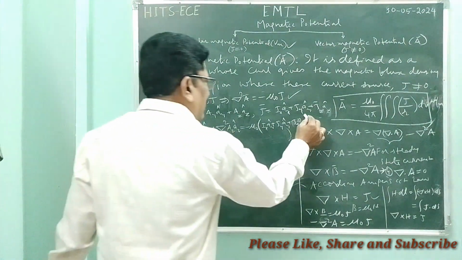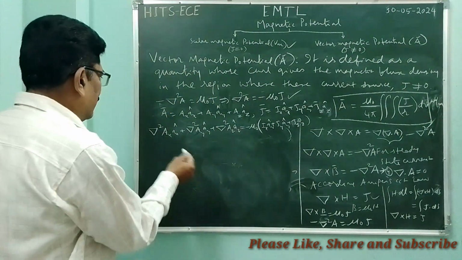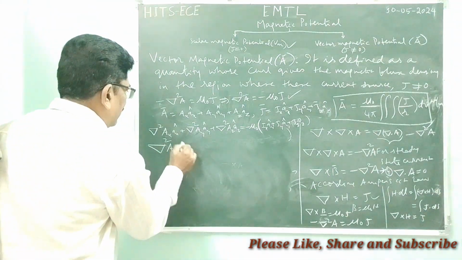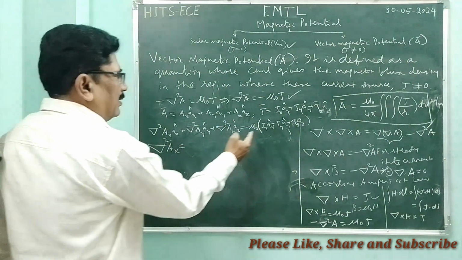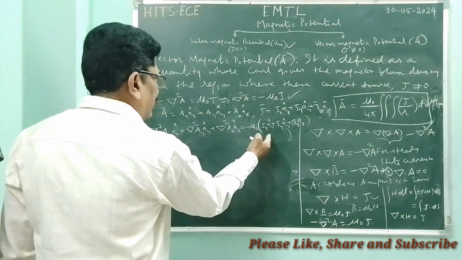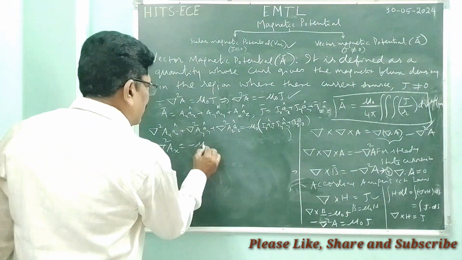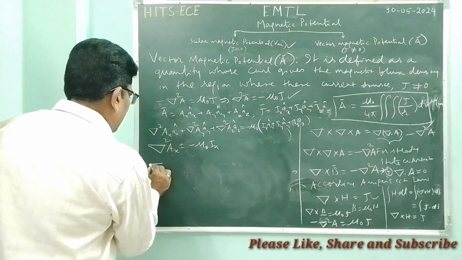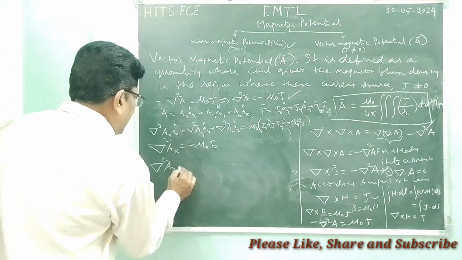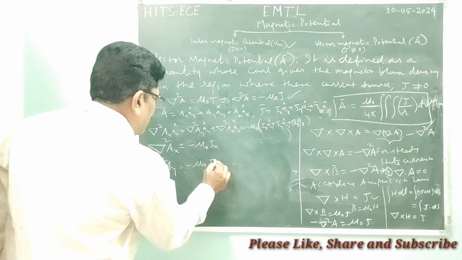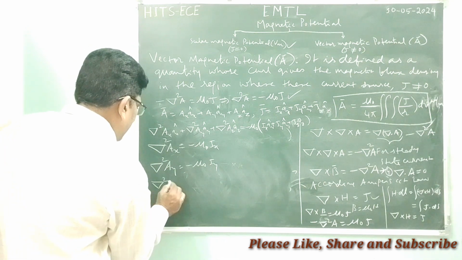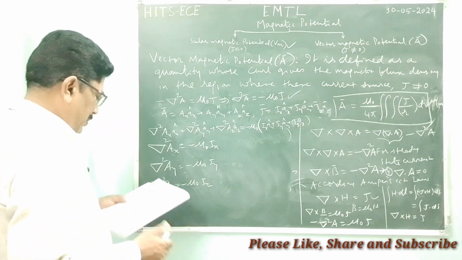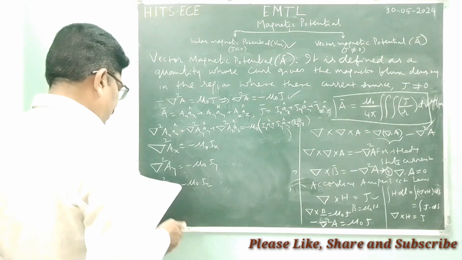So equating the x terms, y terms, z terms, we will get del square Ax is equal to minus mu 0 Jx. Similarly, del square Ay is equal to minus mu 0 Jy, and del square Az is equal to minus mu 0 Jz.